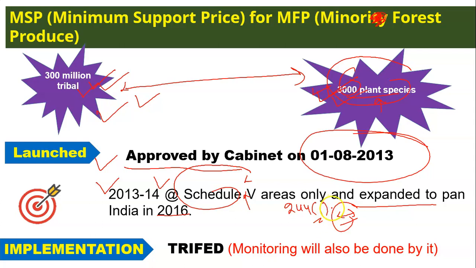So why have they selected these, and what is the criteria to select an area as a scheduled area? These are the criteria. The first one is the preponderance of tribal population, compactness and reasonable size of the area, underdeveloped nature of the area, and marked disparity in the economic standard of the people. So these are the 4 criteria. This scheme is also implemented by TRIFED, and it is also the monitoring agency for this.